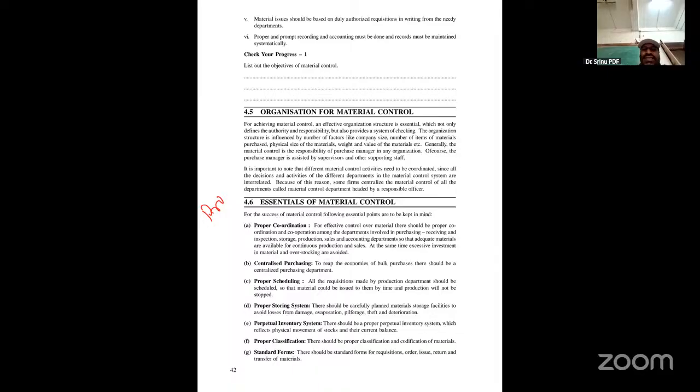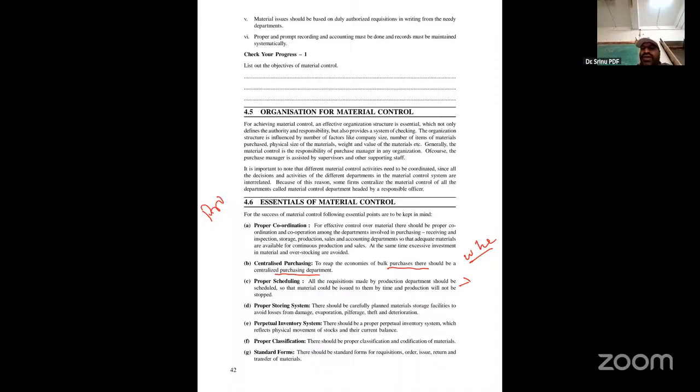Next one is the centralizing of purchase. The reap of economic bulk purchases should be required. So it means the economic bulk purchases should be centralized in the purchasing department, so whenever it is required, we can purchase a larger amount. And a proper storage system. Once you purchase the material, where do you want to store it, how is it going to be stored, and what weather condition is required? All of that is very essential for proper scheduling. Is it clear? A proper storage system is also required.